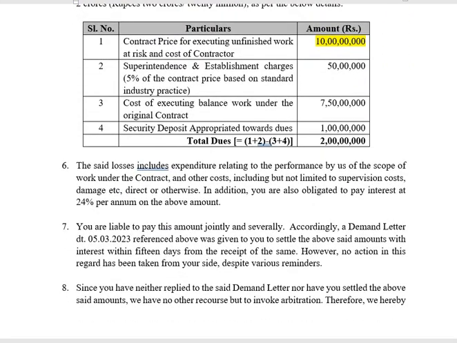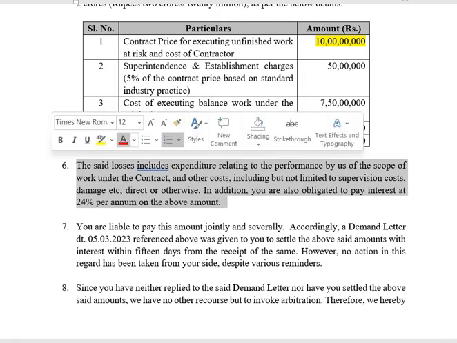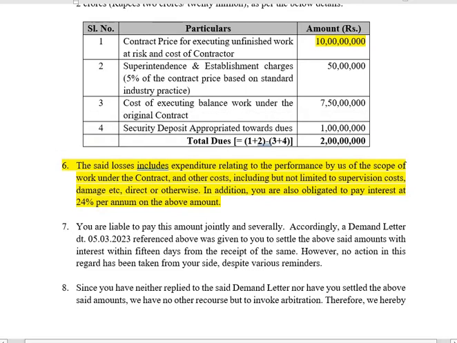In addition to that, this part also provides for interest. It says the said losses include expenditure relating to the performance by us of the scope of work under the contract and other costs, including but not limited to supervision costs, damage, etc., direct or otherwise. In addition, you are also obligated to pay interest at the rate of 24% per annum on the above amount.